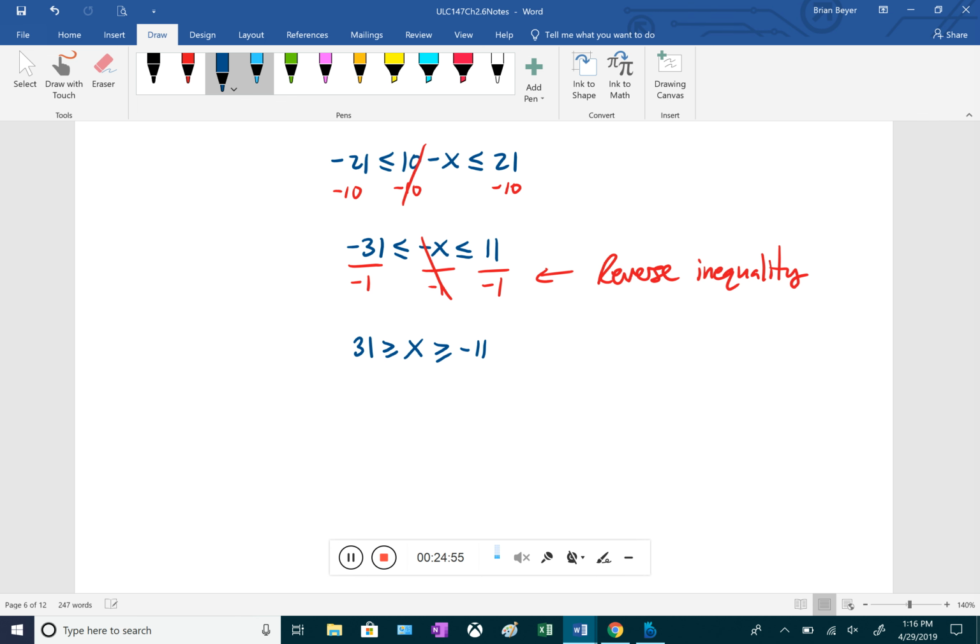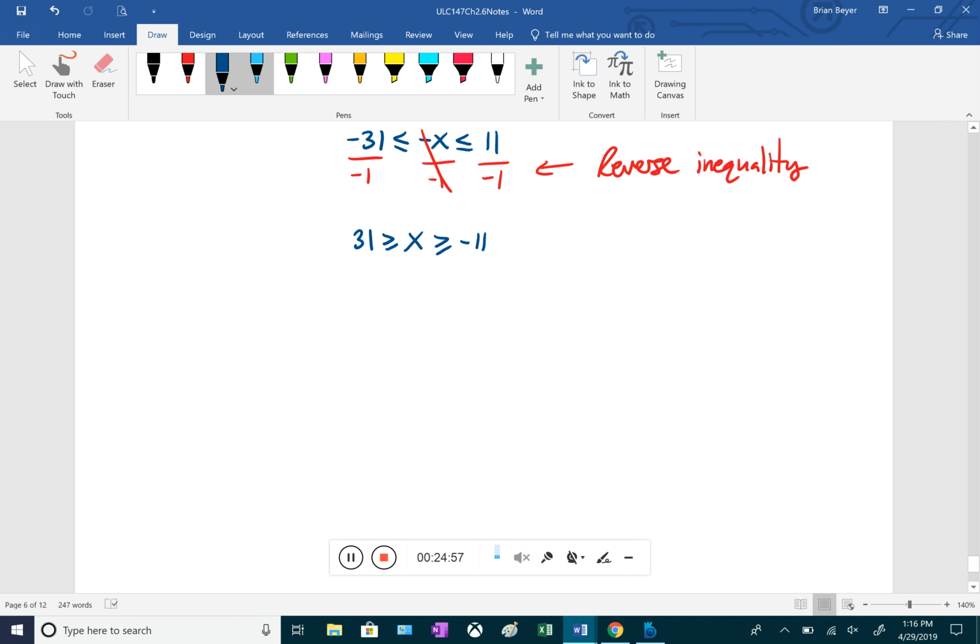You don't want to write it like that. You want to write this in increasing order. Essentially you just flip everything and say negative 11's over here, and now it's less than or equal to, and then the 31's on this side. All we did was flip the order and re-flip the inequality sign, so it means the same exact thing. We just want these in increasing order.